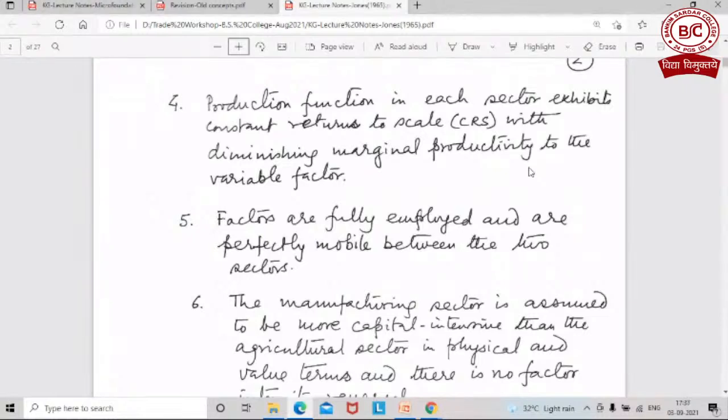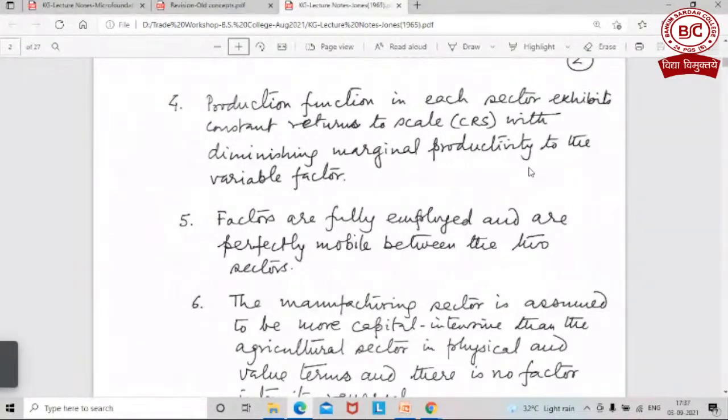If somehow, due to some wage rental ratio, the sign gets reversed, that means the agricultural sector becomes more capital intensive than the manufacturing sector, we say it's a case of factor intensity reversal. That will be taught in the context of the Fischer-Rollin model. I will not cover it in detail, and I shall discuss it tomorrow, but here there is no question of factor intensity reversal. Throughout, for all factor prices, the manufacturing sector is more capital intensive. That means its capital labor ratio is more than the agricultural sector. Is it okay?